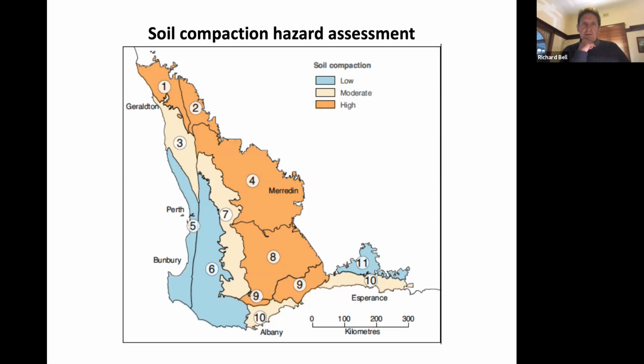From DPIRD, they have put out this hazard assessment for compaction, and what it shows is that the northeast, eastern and southeastern wheat belts are the areas where large proportions of the landscape are susceptible to compaction. Other parts of the southwest, which have moderate or low hazard, it doesn't mean that compaction's not of any concern. It just means a smaller proportion of the landscape is likely to be affected as opposed to the areas that have high hazard, and that's just related to landform.